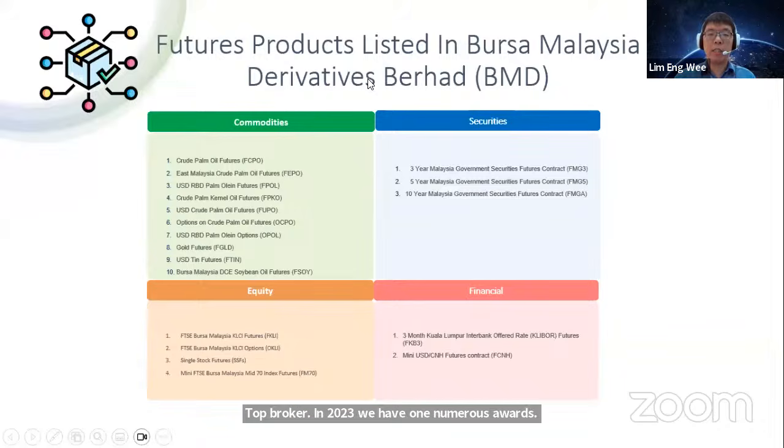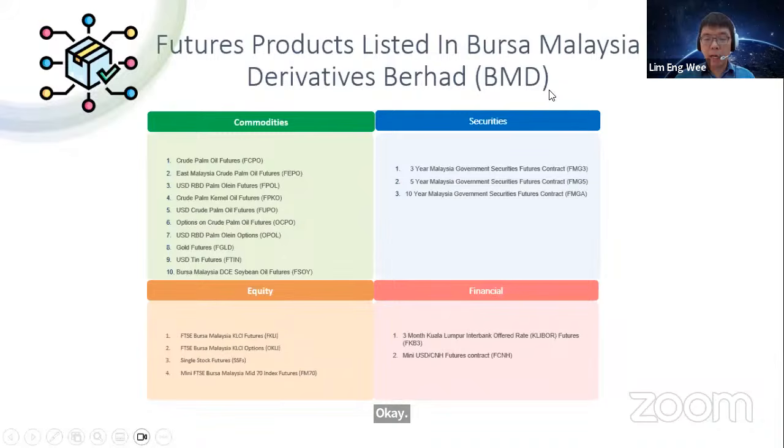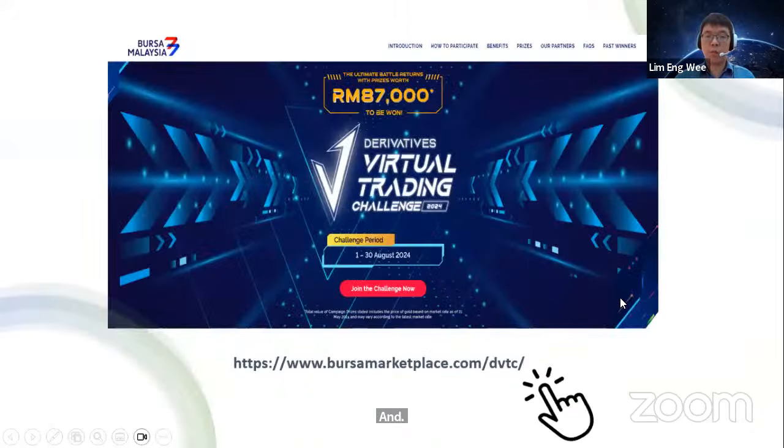Okay, these are the products offered by Bursa Malaysia Derivatives Berhad, or BMD. You can see that there are four categories: commodities, securities, equities, and financial. And you can see that the top products are Crude Palm Oil Futures and FKLI, FTSE Bursa Malaysia KLCI Index Futures.